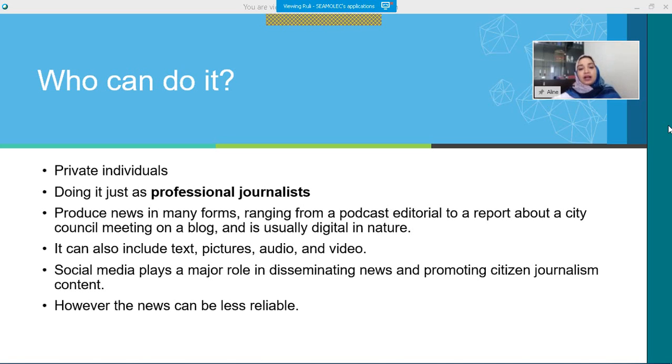However, unlike professional journalists, these citizen journalists may not conduct the same background research and source verification, which can make these leads less reliable. So this is when hoaxes come out, because there is no background research and source verification as there should be, as a professional journalist would do. This can make the news less reliable.